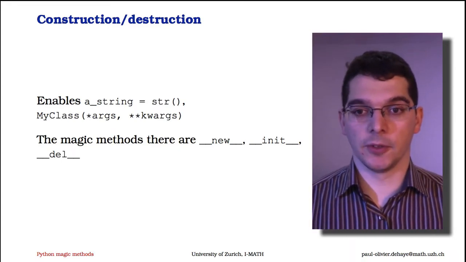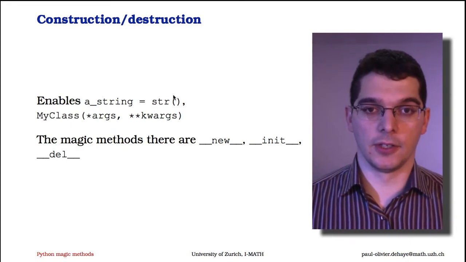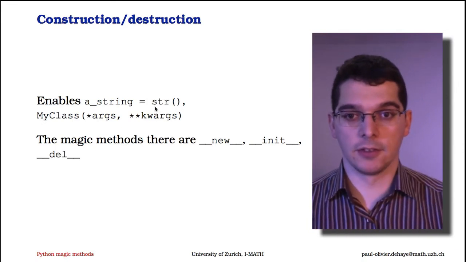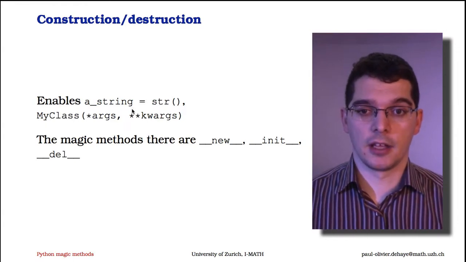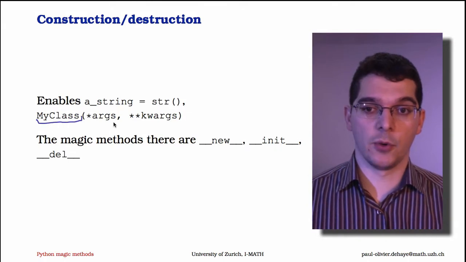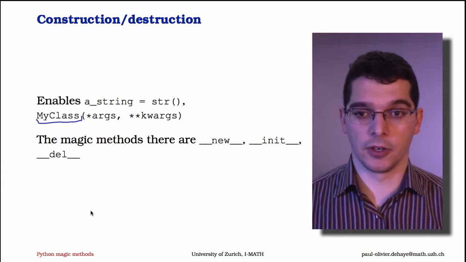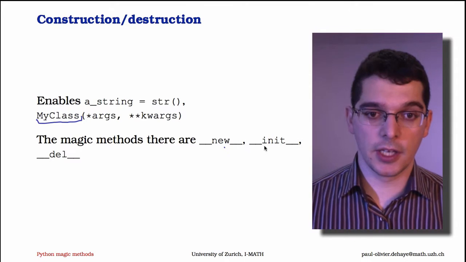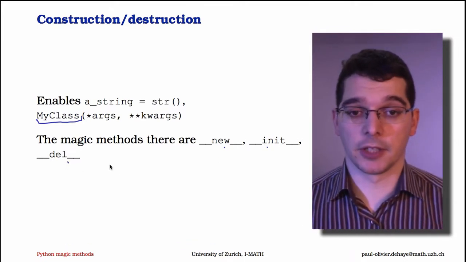This enables, for instance, calling str with just the round brackets and creating a new empty string. So this creates a new object in memory, and eventually you save it to a string. This is the general syntax: you call my class with some positional and some keyword arguments. In this case, the magic methods are __new__, __init__, and __del__. And __del__, of course, deletes an object from memory.